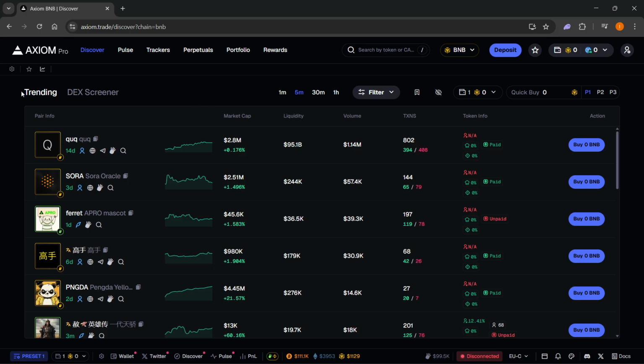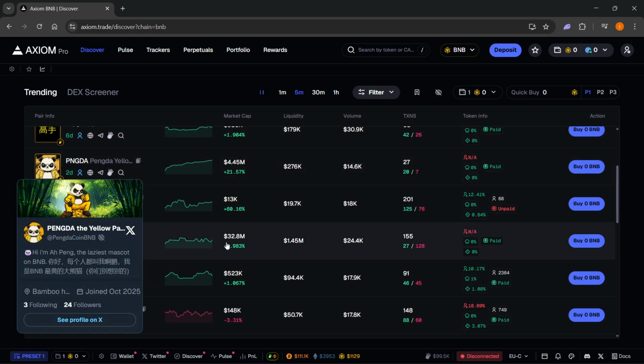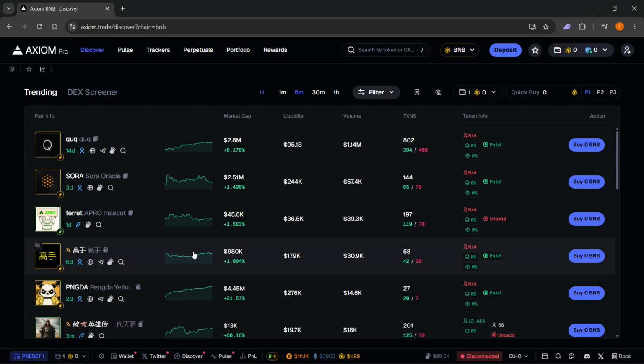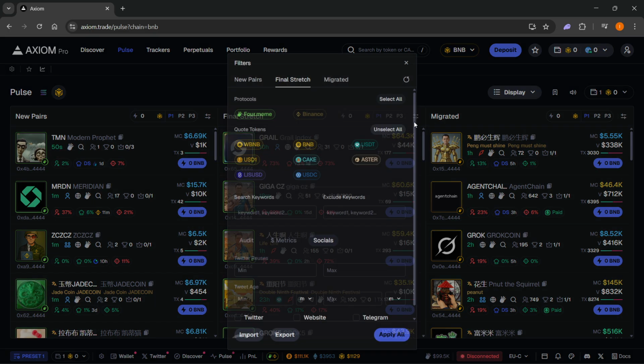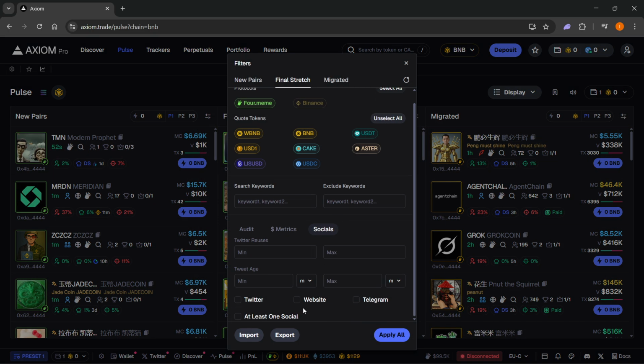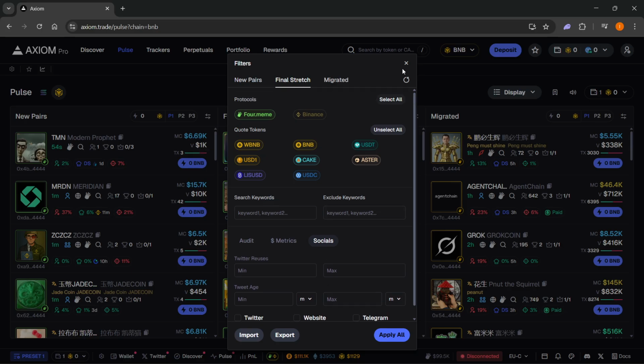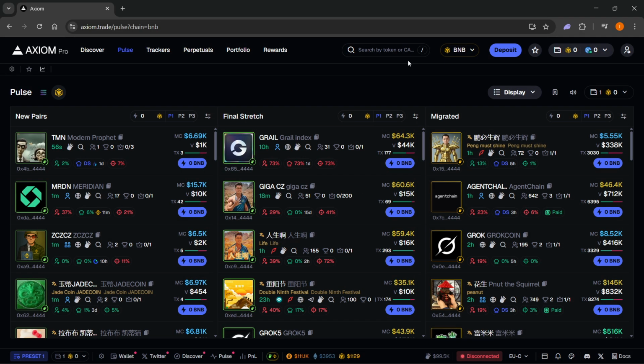In here, you then have your trending coins here. You can see there's a bunch of different coins. All of these are BNB meme coins. And then you can go to Pulse, where you can find different new pairs, final stretch coins, and the migrated coins. And then you can, of course, set your filters like this, and you'll be able to just find different coins that are basically being created, filter out the scams, etc.